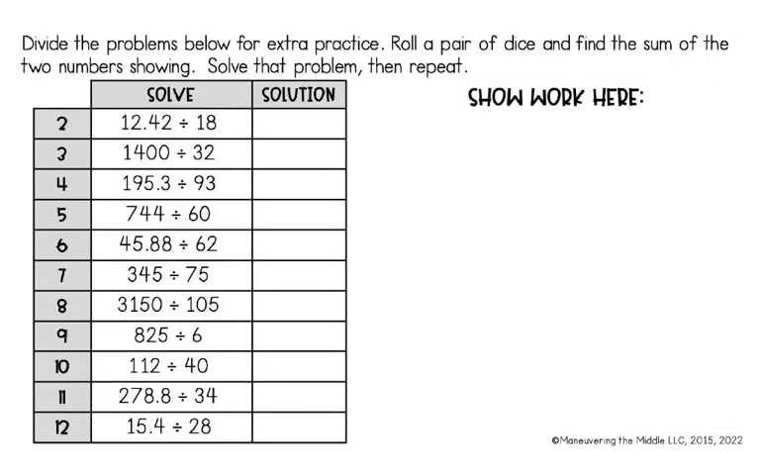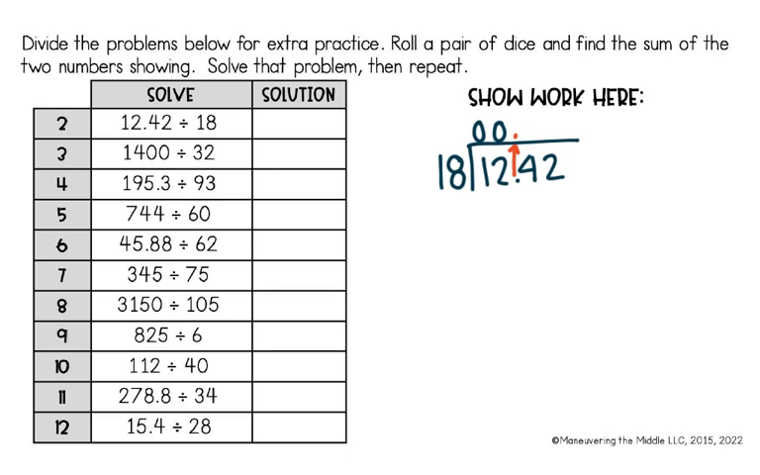So now we're going to practice more with these problems here. So we are going to start with 12.42 divided by 18. So I'm going to put 18 on the outside and put 12.42 on the inside. And we need to make sure that we bring that decimal up. So 18 cannot go into 1, so that is 0. 18 cannot go into 12, so that is 0.